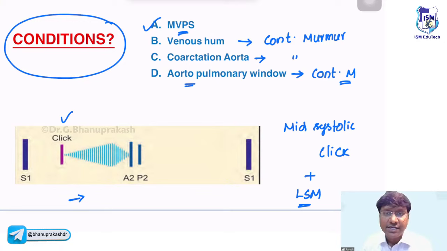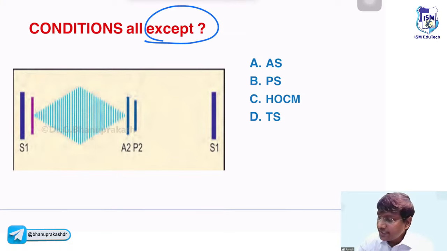Okay, right. Now, condition shown except. So first of all, again, you should be able to identify the murmur, right? Because the question asked is except. In which condition you don't have this particular murmur is the question. Aortic stenosis, pulmonary stenosis, HOCM, tricuspid stenosis. Please identify the murmur.